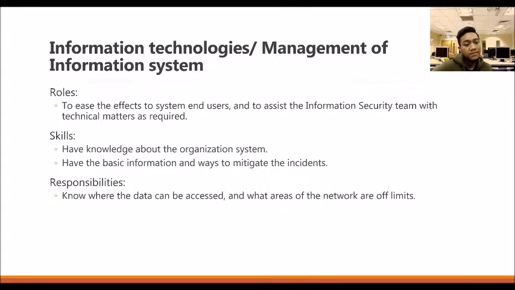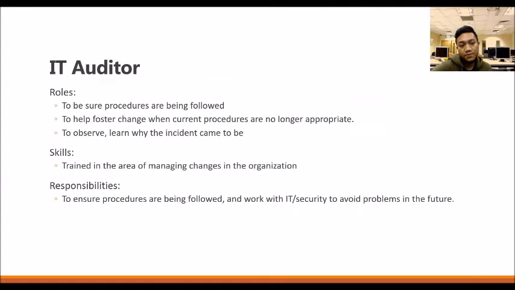The responsibility is they must know where the data can be accessed and what areas of the network are off limits. Next is the roles, skills, and responsibilities of the IT auditor. The role is to be sure procedures are being followed, to help foster change when current procedures are no longer appropriate, to observe, and learn why the incident came to be.